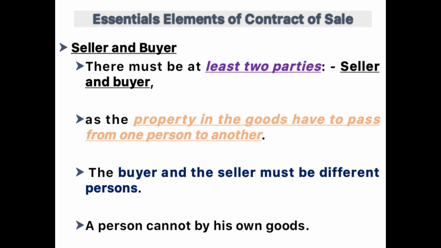Essential elements of contract of sale: seller and buyer. There must be at least two parties, the seller and the buyer, as the property in the goods has to pass from one person to another. The buyer and the seller must be different persons in the Sale of Goods Act. A person cannot buy his own goods, and cannot sell his own goods also.